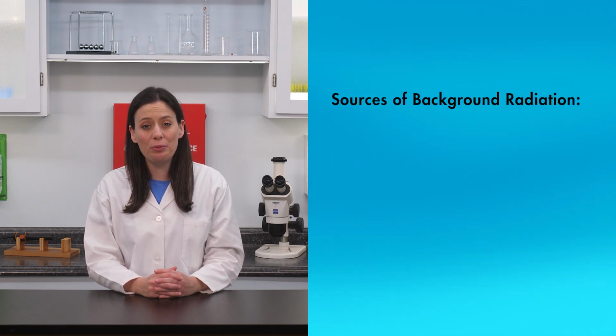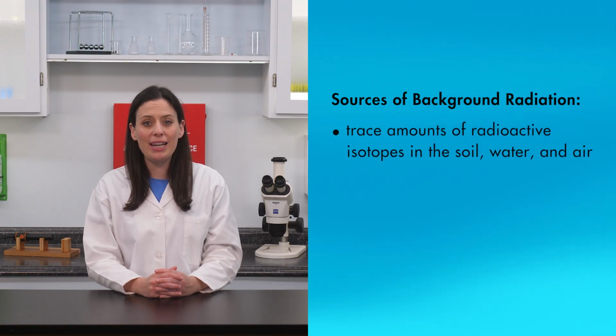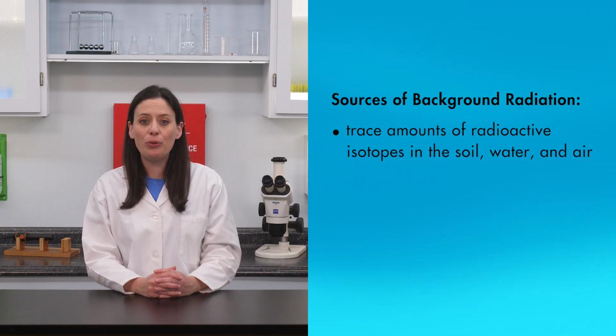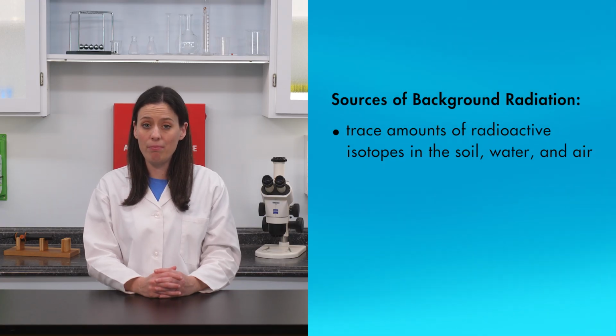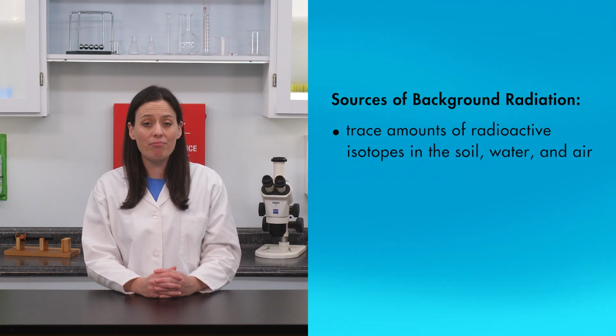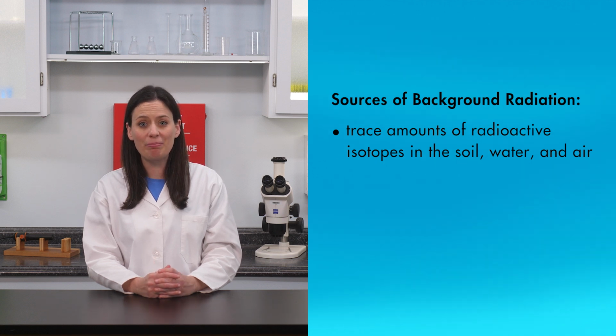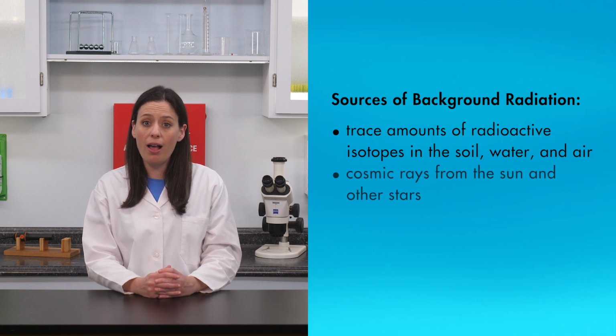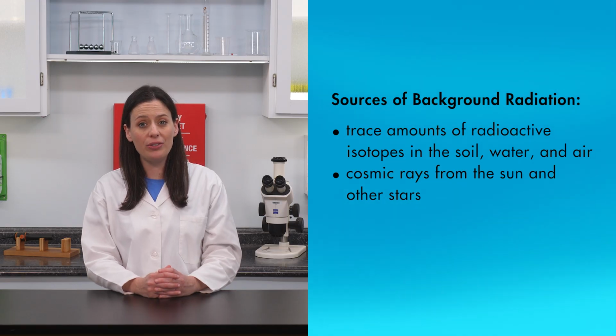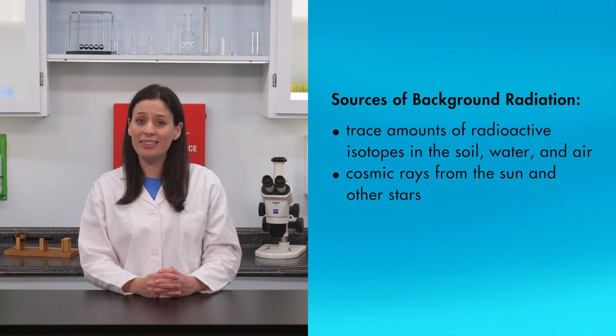It comes from 3 sources. Background radiation comes from radioactive isotopes in the soil, water, and air. Trace amounts of radioactive uranium, thorium, and radium exist in soil and water. Radon gas is present in the air. Background radiation also comes from the sun or other stars in the form of cosmic rays.